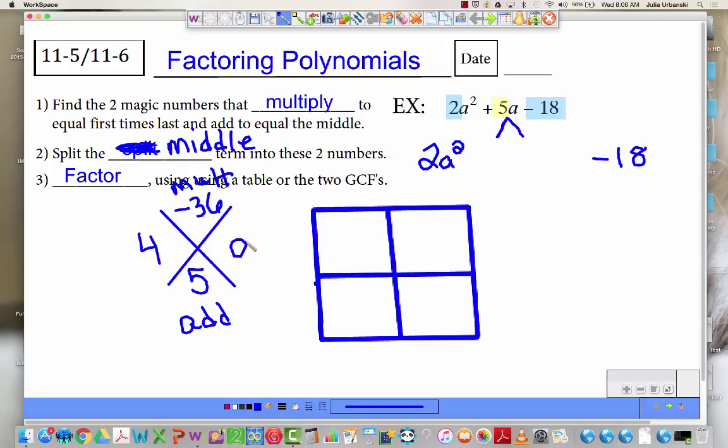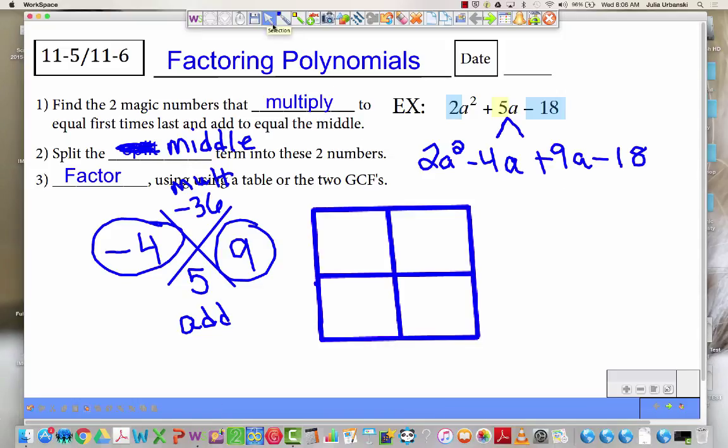But stop and look at your positives and your negatives. I want a negative 36 for multiplying, which means I need 1 positive, 1 negative. I need a positive 5 for adding. Make the 4 negative. That's right. In other words, see how this 5 is positive? Make that sign match the bigger number. Negative 4 plus positive 9 makes positive 5. Those 2 numbers are the 2 numbers you split it with. So now you say negative 4a and positive 9a. That's the only additional thing you need to be able to do.